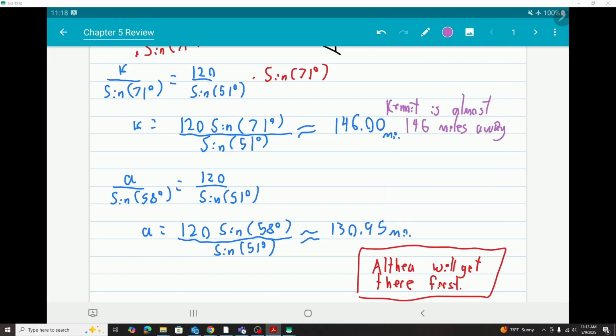And it also asked us for the values. And so there they are. Kenneth is 146 miles away. Althea is 130 miles away. And if they're going at the same speed then, in a straight line, then we know Althea is going to be the one who gets there first.